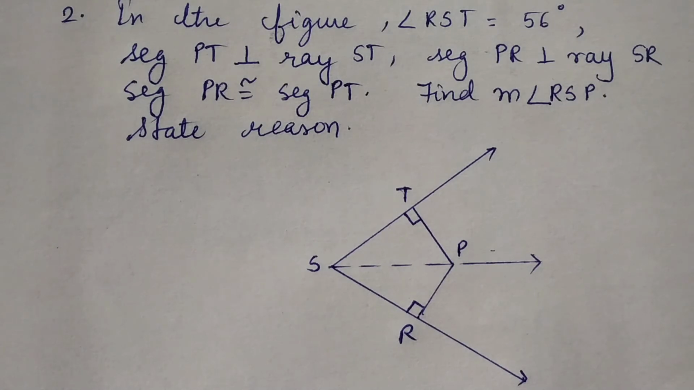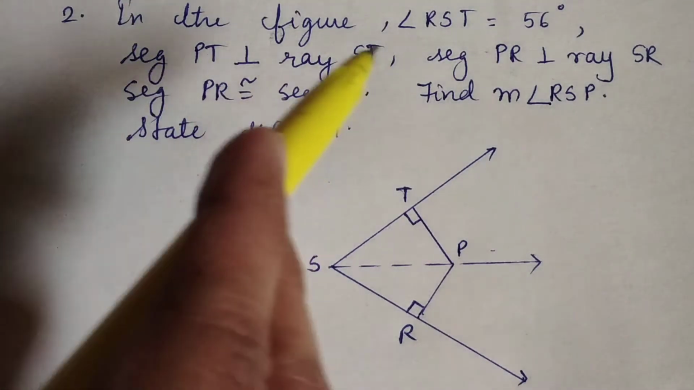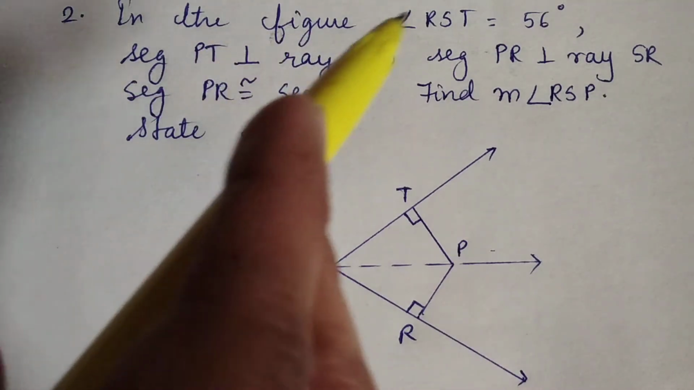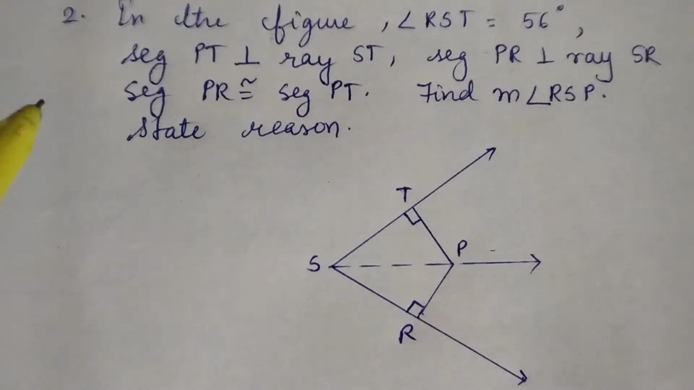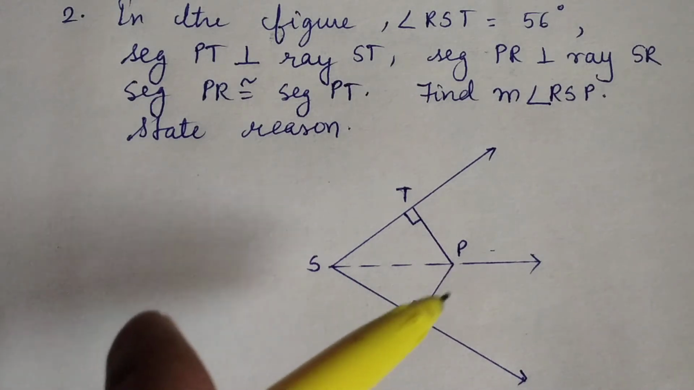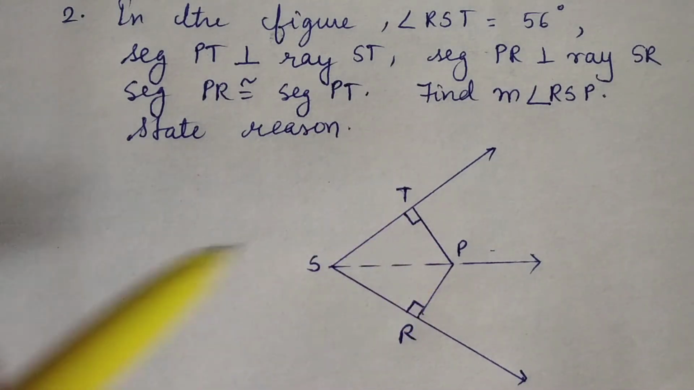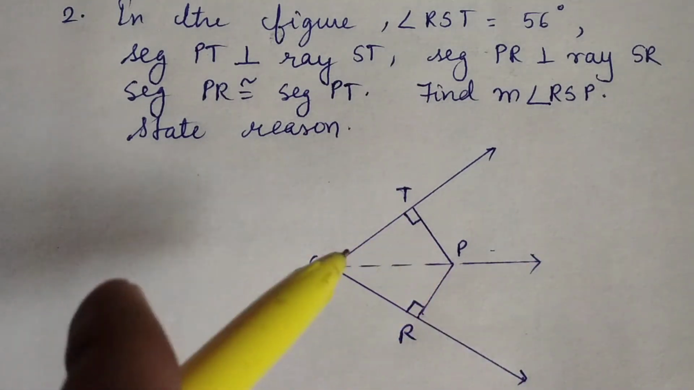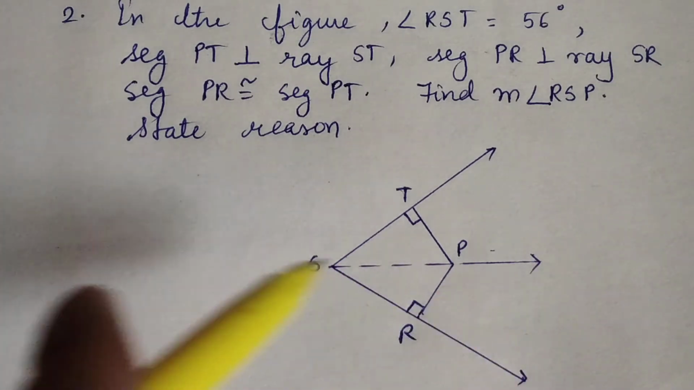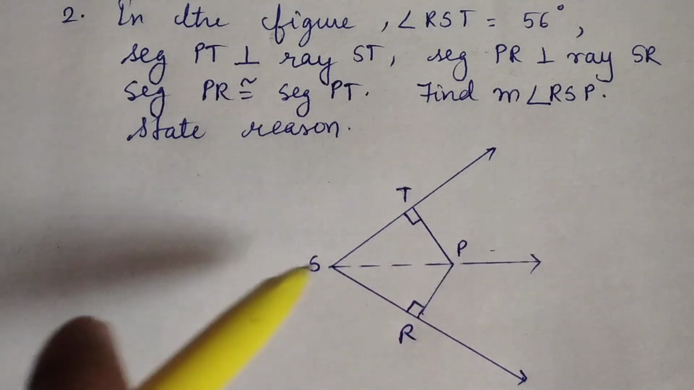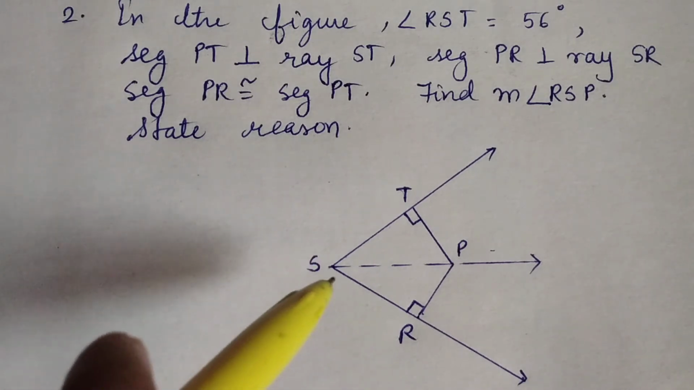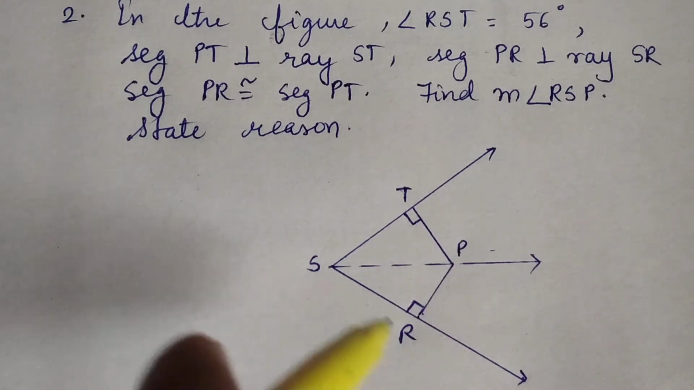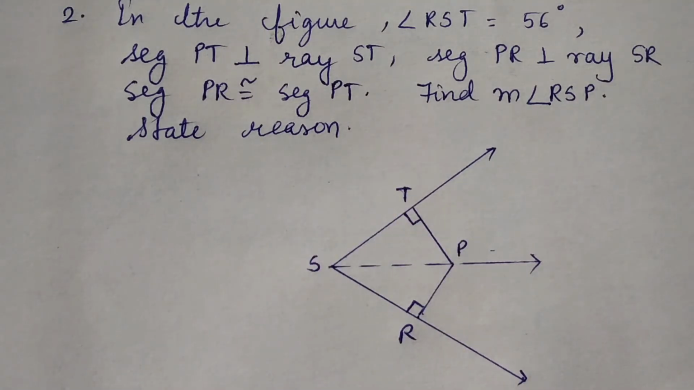So let us see how we are going to write it down. First step, we write down whatever is given in the question. We will say PT is perpendicular to ST, PR is perpendicular to SR, and PR is also equal to PT, and therefore P is on the bisector. That means PS is a bisector of the angle, and RSP is half of RST, and hence we will get our answer. So let us see how we write down the solution.